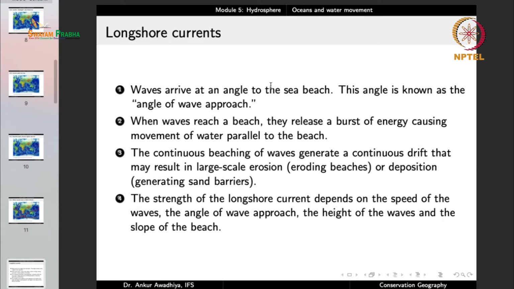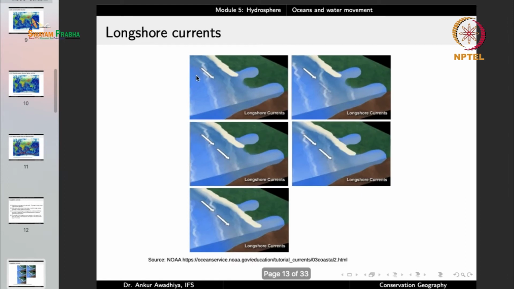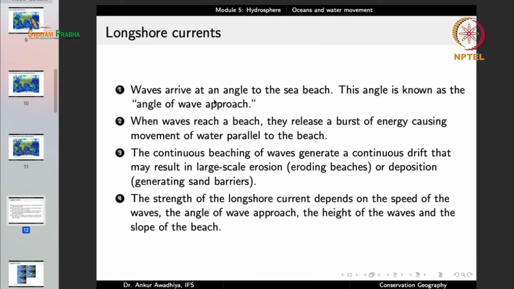Waves arrive at an angle to the sea beach. The angle is known as the angle of wave approach. So essentially, if this is the sea beach, the waves are arriving at an angle to the sea beach. When waves reach a beach, they release a burst of energy that causes movement of water parallel to the beach.